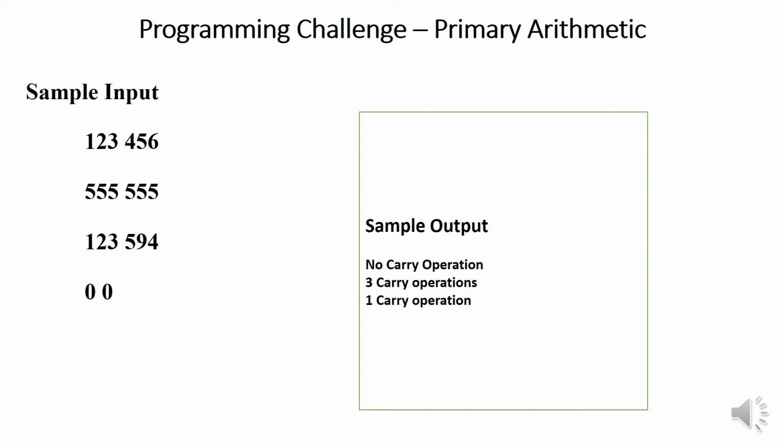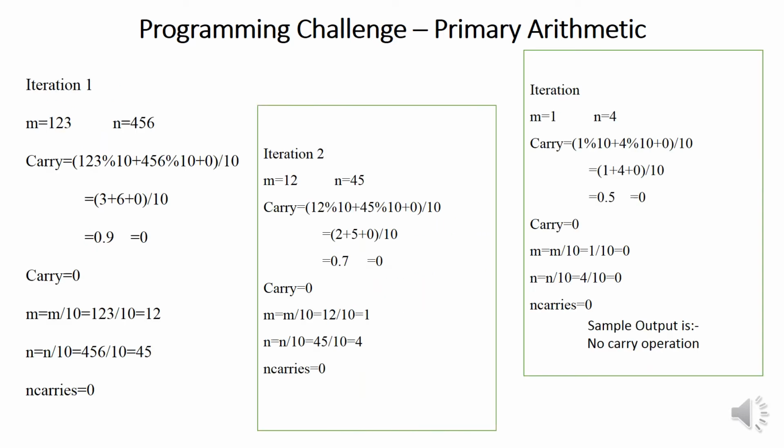Okay, and at last 0 0. So there is no sample output for this 0 space 0, meaning m is 0 and n is 0. So friend, this is the example of how the primary arithmetic is performed.